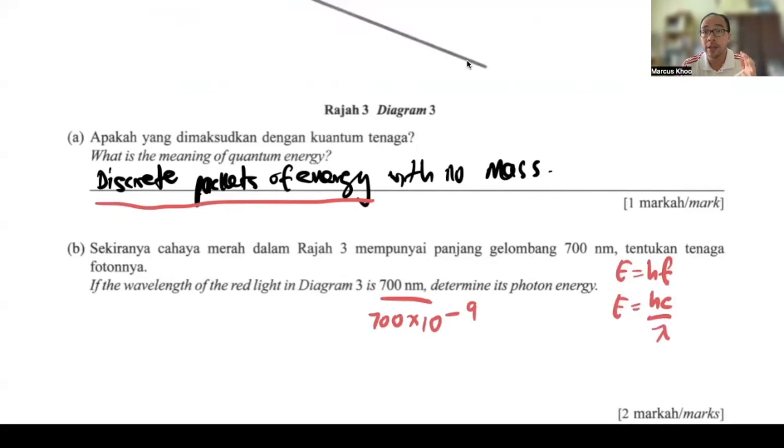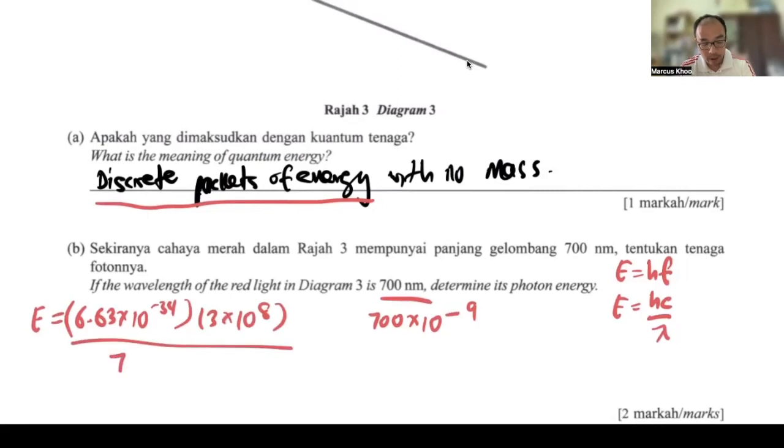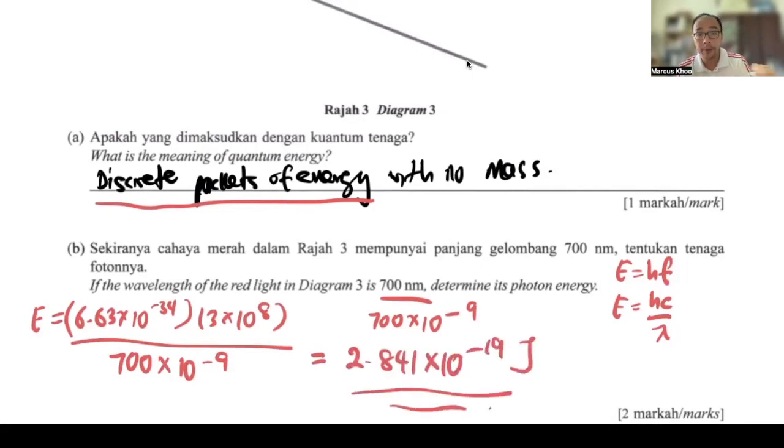Now, the question gives the wavelength, so we use the second formula. The photon energy will be H, which is 6.63 times 10 to the power negative 34, and C of course is 3 times 10 to the power 8, over, don't forget to change the nanometers to times 10 to the power negative 9. It's a very straightforward formula to use. Just make sure you don't forget how to change nanometers into 10 to the power negative 9. You get 2.841 times 10 to the power negative 19 joules.